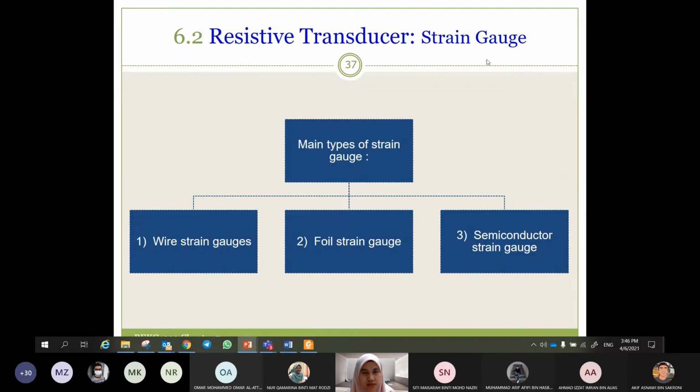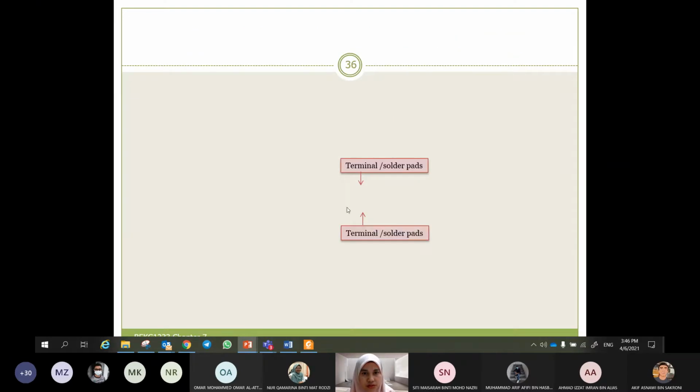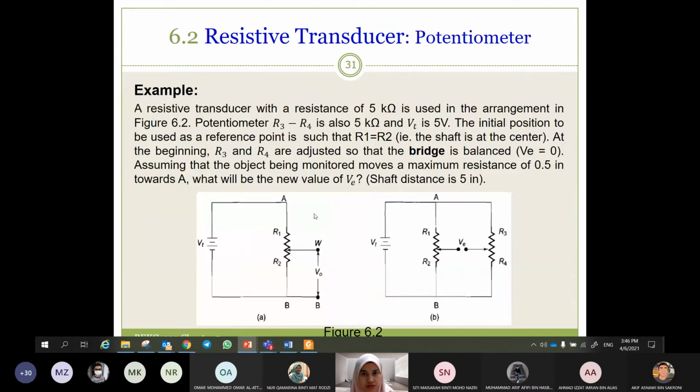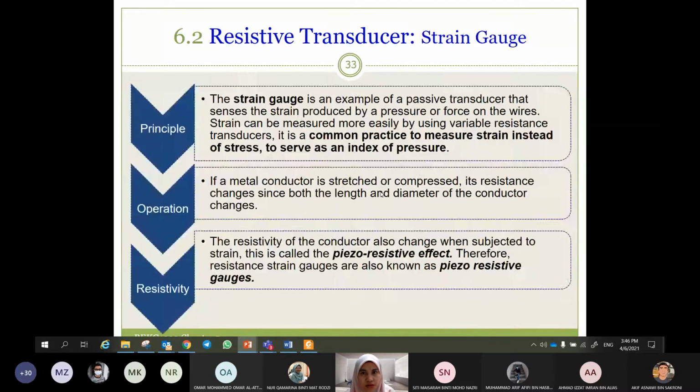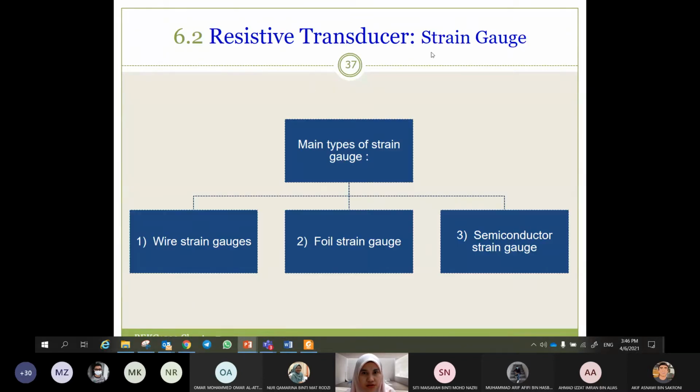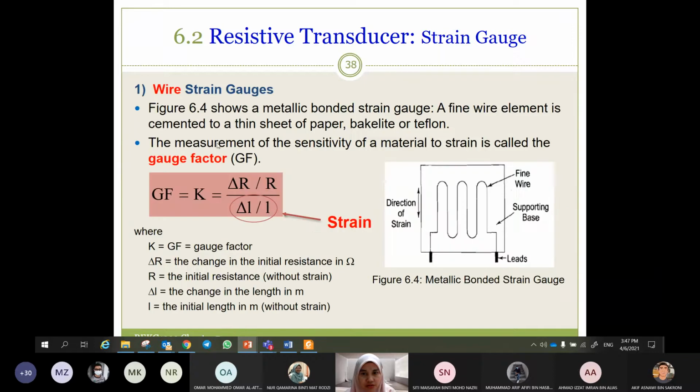Last Monday we learned about resistive transducers. One of the applications of resistive transducer is the strain gauge. The other one is the potentiometer. For strain gauge, there is a calculation. Actually we have 3 types of strain gauge: wire, foil, and semiconductor strain gauge. This is a formula for wire strain gauge.